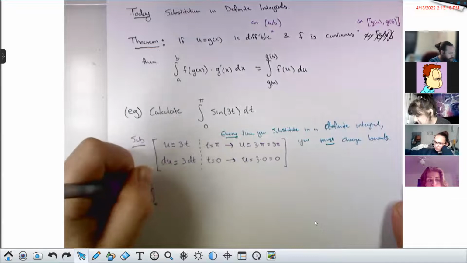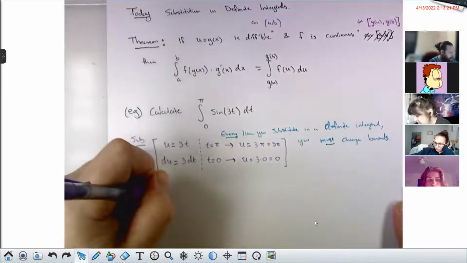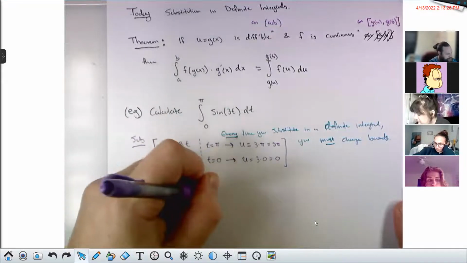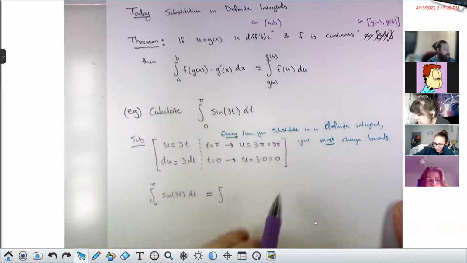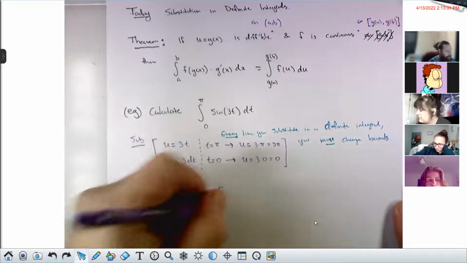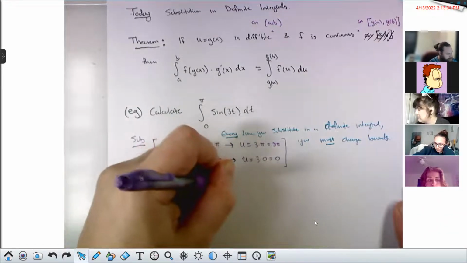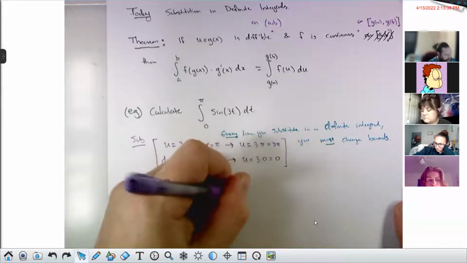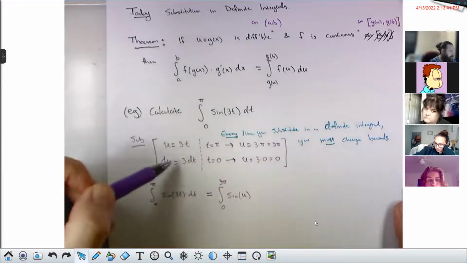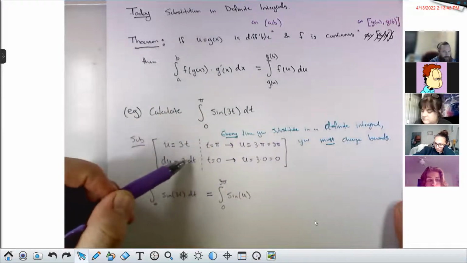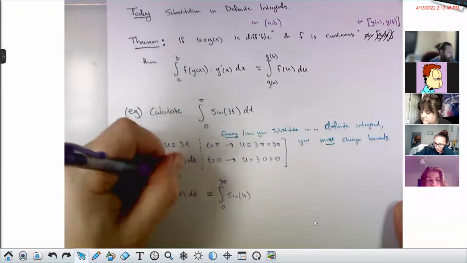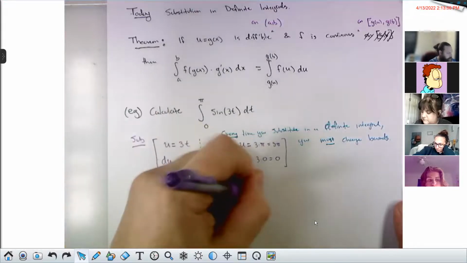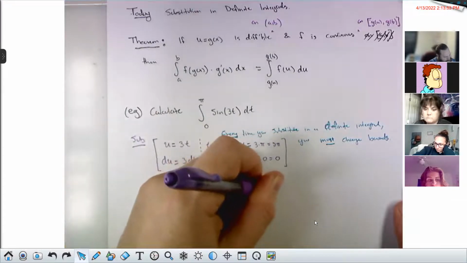So I'll write the original problem here, integral 0 to pi, sine of 3t dt. This is going to become the integral from 0 to 3 pi of sine of u. And then if du is 3 dt, then 1/3 du is dt. So this will be times 1/3 du.